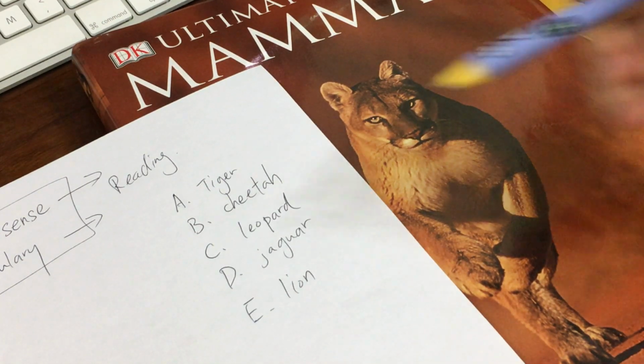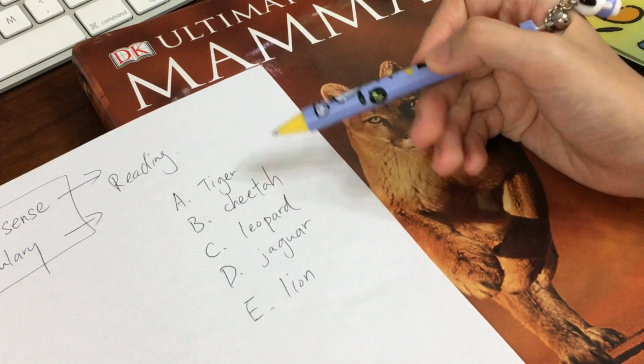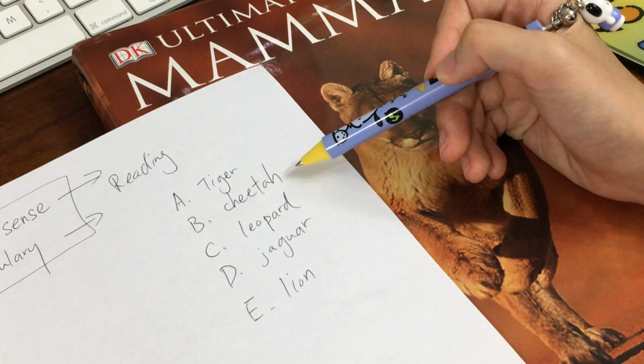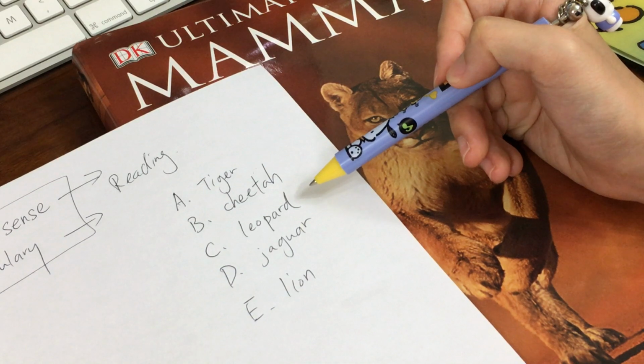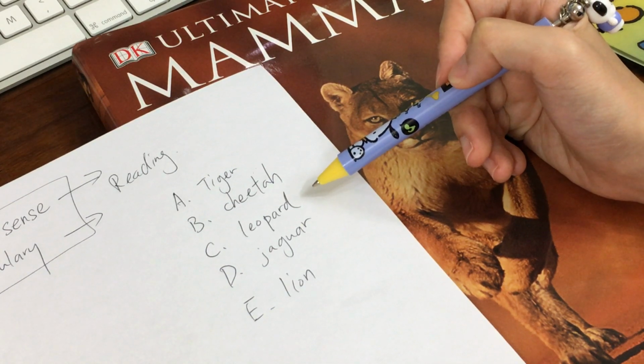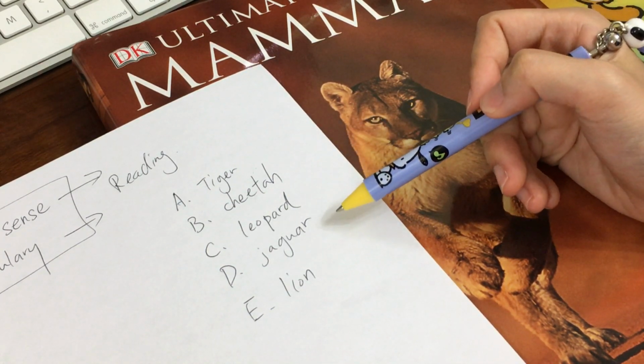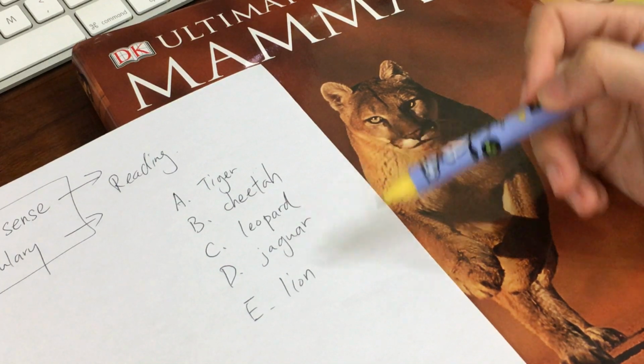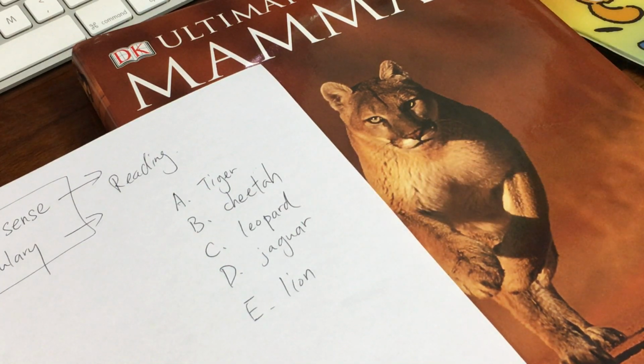Let's do it one by one. Tiger is 老虎. Cheetah is 獵豹. Leopard is 花豹. D, jaguar is 美洲豹. And E, lion is 獅子. So, what is this? I give you 10 seconds to think about it.